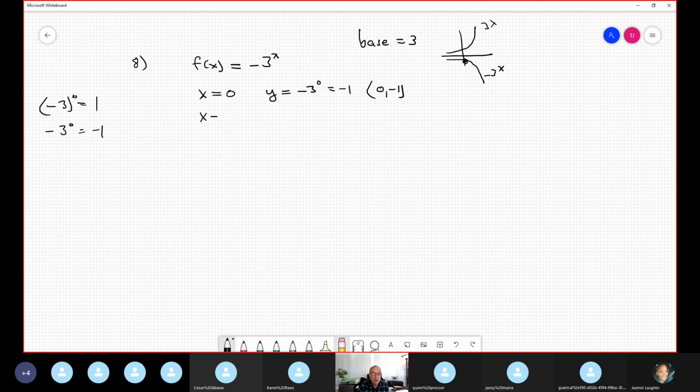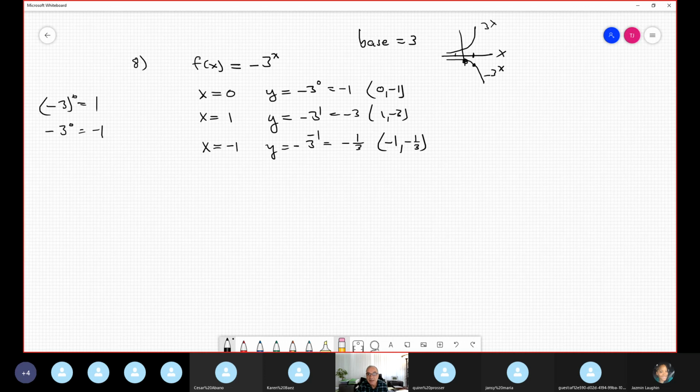At x equals 1, y is equal to -3 to the 1 power, which is negative 3. So the point is (1, -3). I suppose 1 is here and negative 3 is here. And at x equals negative 1, y equals -3 raised to the negative 1, which is negative 1/3. The point is (-1, -1/3). Negative 1 on the x-axis, and negative 1/3 is this point.